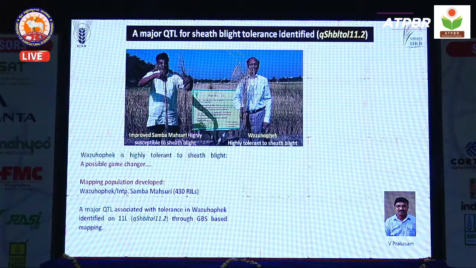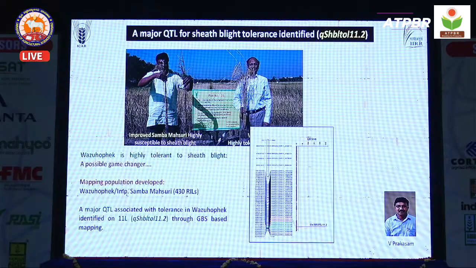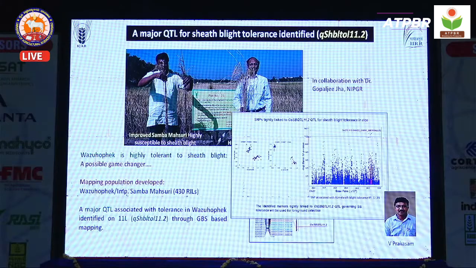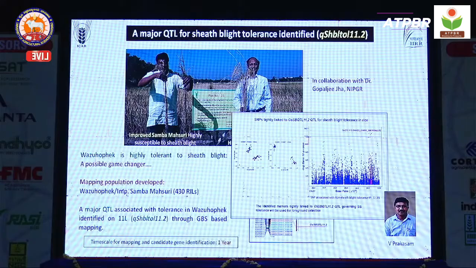Using that with SNP markers, with the help of NIPGR, Dr. Gopalji Jha's group, we were able to do fine mapping using SNP markers. We were also able to identify diagnostic SNPs, and we have now identified 3 putative candidate genes. We are now working towards validation. And this work, I would say, will get completed within a period of 1 year. This is the power of genomics. This is the power of deploying advanced tools in molecular mapping.